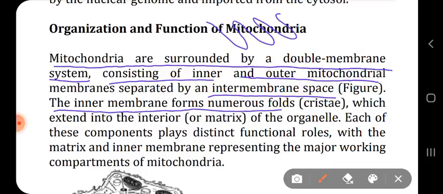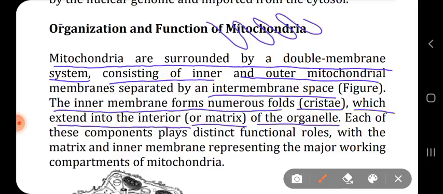Within the inner membrane there are inner fold-like structures known as cristae, and these cristae extend into the interior, or matrix, of the organelle. So again I repeat, mitochondria are surrounded by a double membrane system. They have an inner membrane and an outer membrane, and between them there is a space called the intermembrane space.